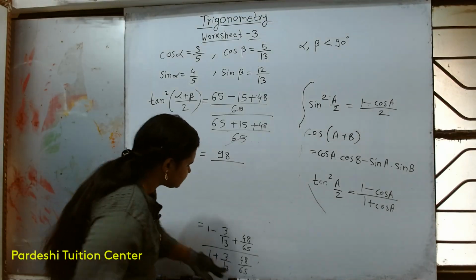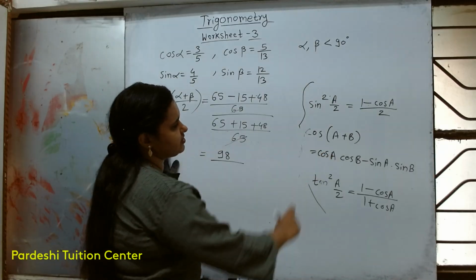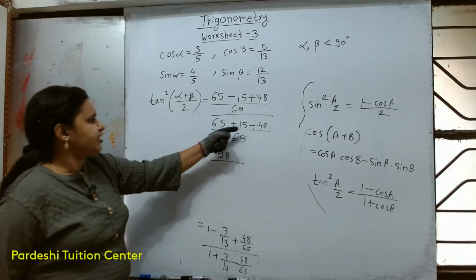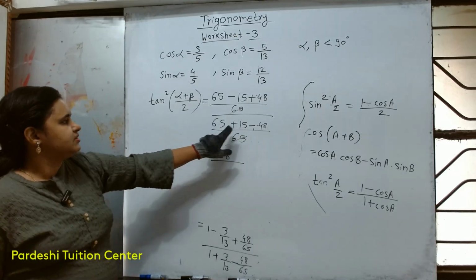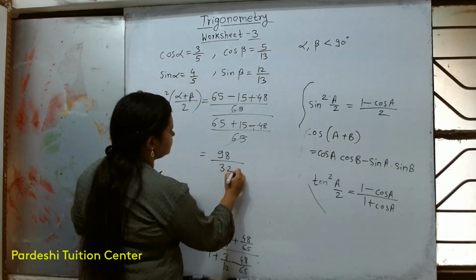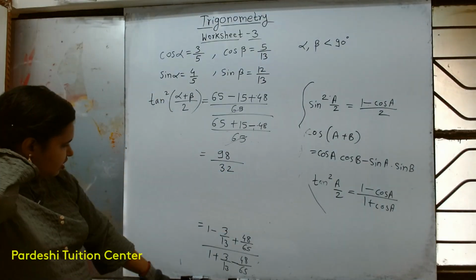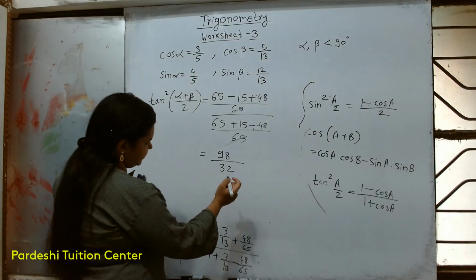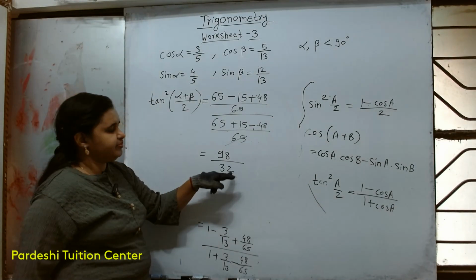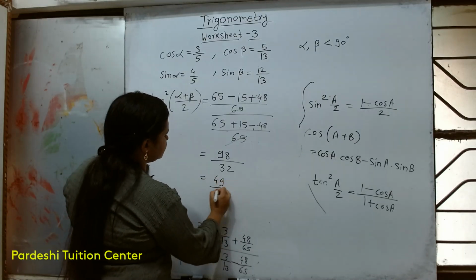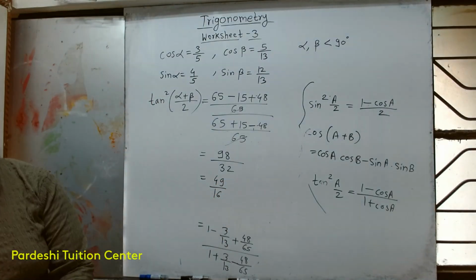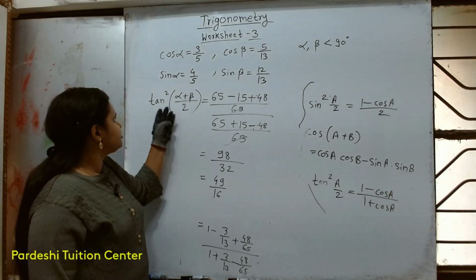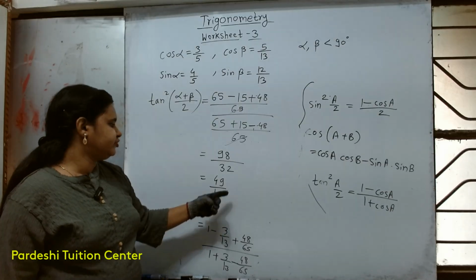Here it was minus sin A sin B, so here it is minus. So 65 plus 15 is 80 minus 48 is 32. Here it was minus, I mistakenly wrote plus, because cos A cos B minus sin A sin B. So if I divide by 2, it will be 49 upon 16. So our answer to the second one, tan square (alpha plus beta) by 2, we got 49 by 16.